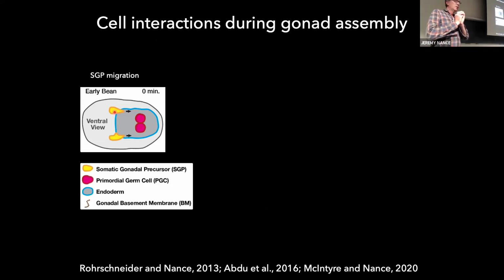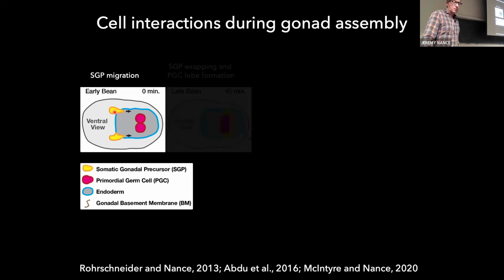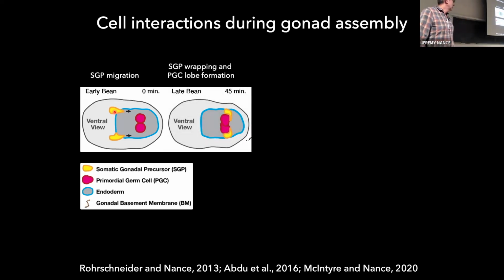germ cells. Those of you who know a little bit about germ cell biology, this is the opposite way that it happens in most organisms. So in flies and fish and mice and us, the germ cells actually migrate to where the somatic gonad is, and this is the opposite. I don't know why, but that's true.